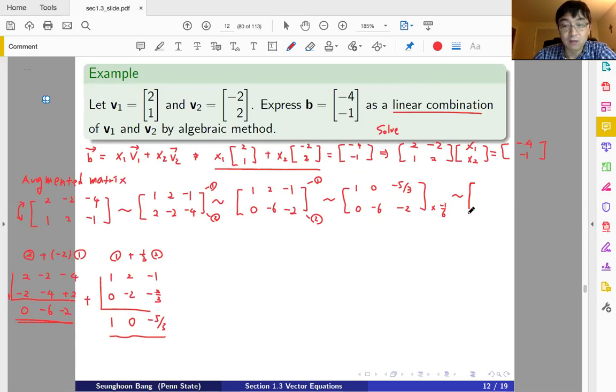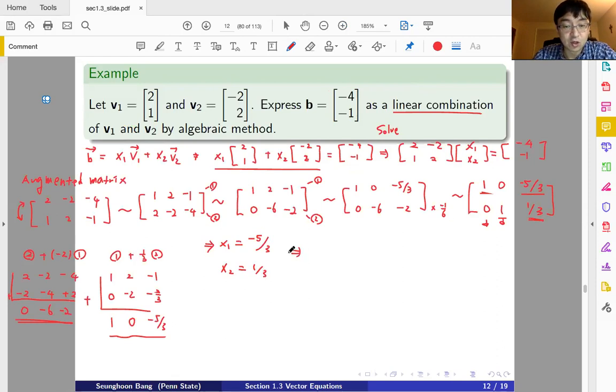What's that? So we have here 1, 0, -5/3. This one is 0, 1, 1/3. You can change it back to a linear system. This one is related to x1, and this is like x2. So x1 is -5/3, and x2 is 1/3. So we have it.